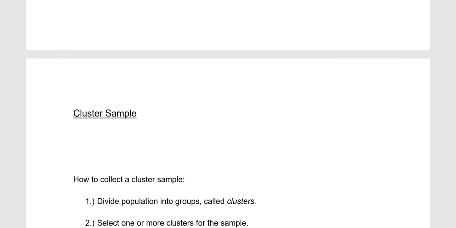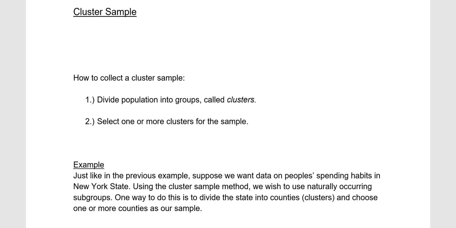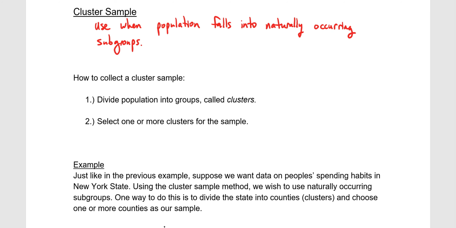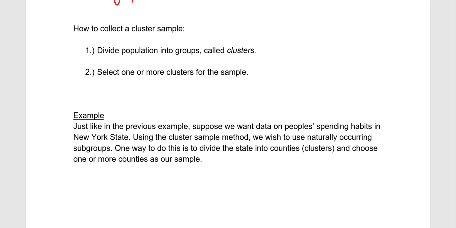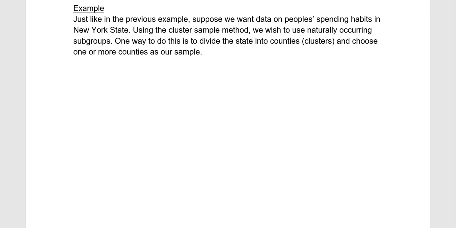Let's take a look at the next one, which is a cluster sample. For this method, we use it when the population falls into naturally occurring subgroups. The way we collect these is we divide the population into groups. This time we call these groups clusters, and then we select one or more clusters for the sample, depending on how many individuals we want in the sample. Let's see an example here and see how it's different from what we just did.